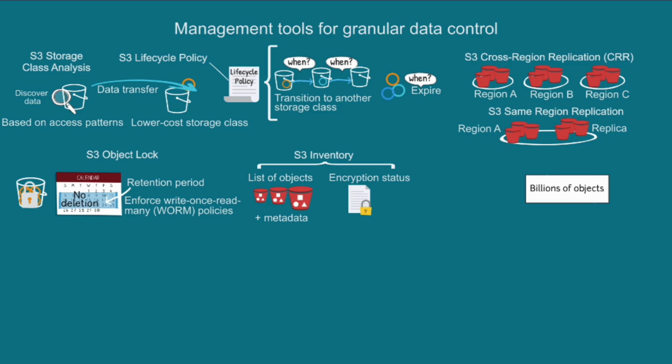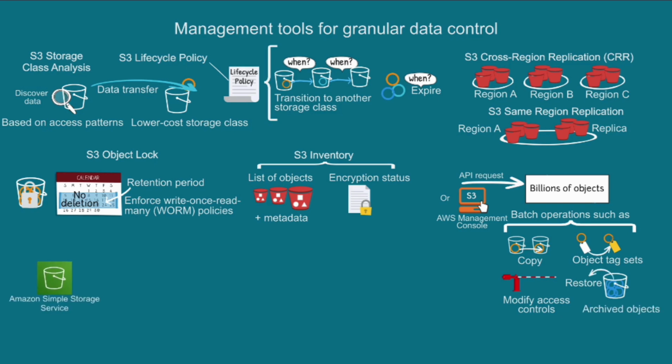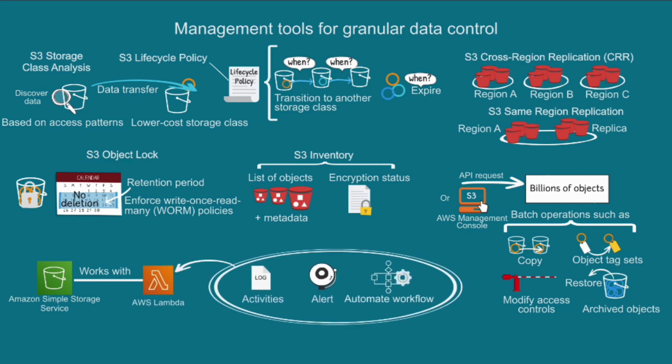With S3 Batch Operations and a single S3 API request, or a few clicks in the Amazon S3 Management Console, you can perform batch operations such as copy objects between buckets, replace object tag sets, modify access controls and restore archived objects from Amazon S3 Glacier. Since Amazon S3 works with AWS Lambda, you can log activities, define alerts and automate workflows without managing additional infrastructure.